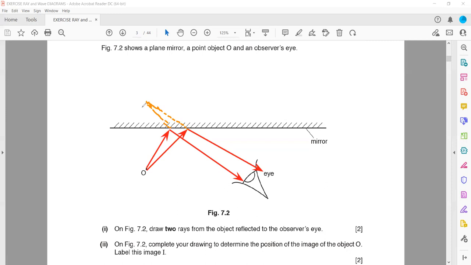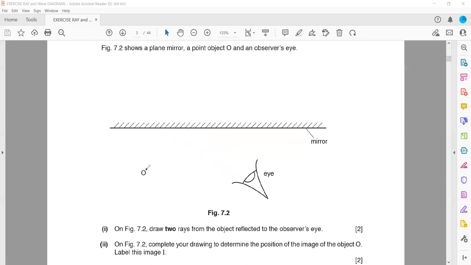The position where the two light rays will intersect, that will be the position of the image. And remember, in a plane mirror, the object distance and image distance should always be equal. Whatever distance there is between the object and the mirror, the same distance will be there on the other side. So what is the best way to complete this drawing? Instead of drawing the rays from the object first, how to do it accurately?